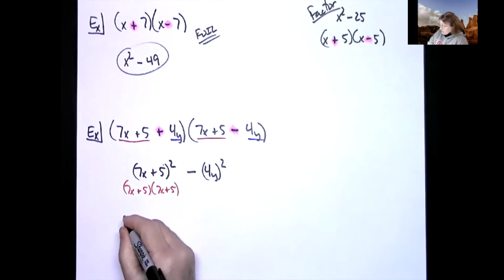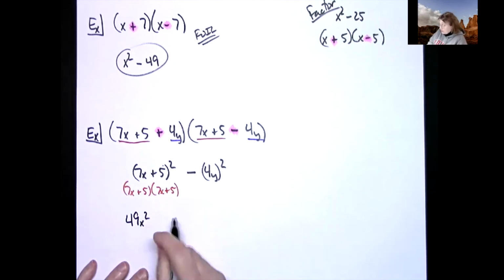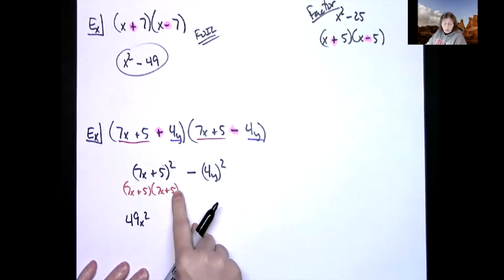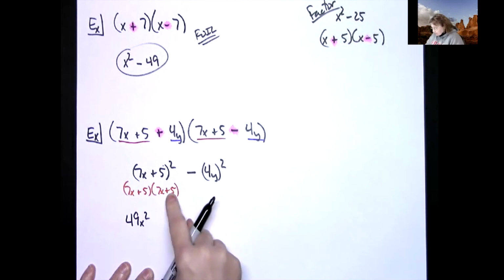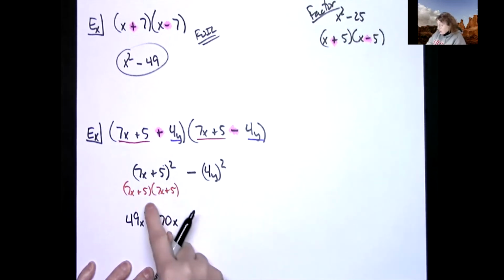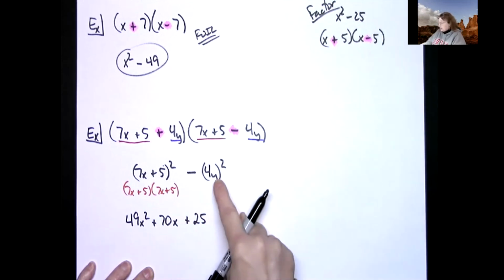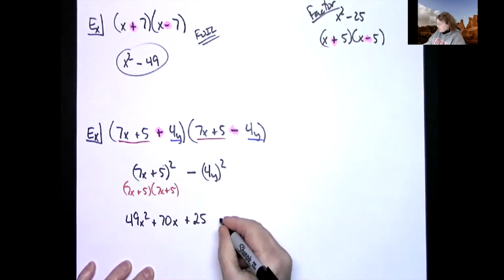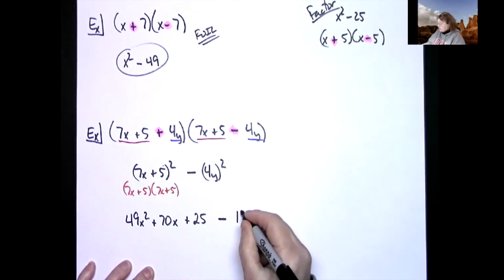It's going to be 49x squared, and then a 35x and a 35x, which will be like a 70x. And then a 5 times a 5, which is going to be a 25. And then can I go ahead and write the minus sign down and then just square this term, which would just be 16y squared.